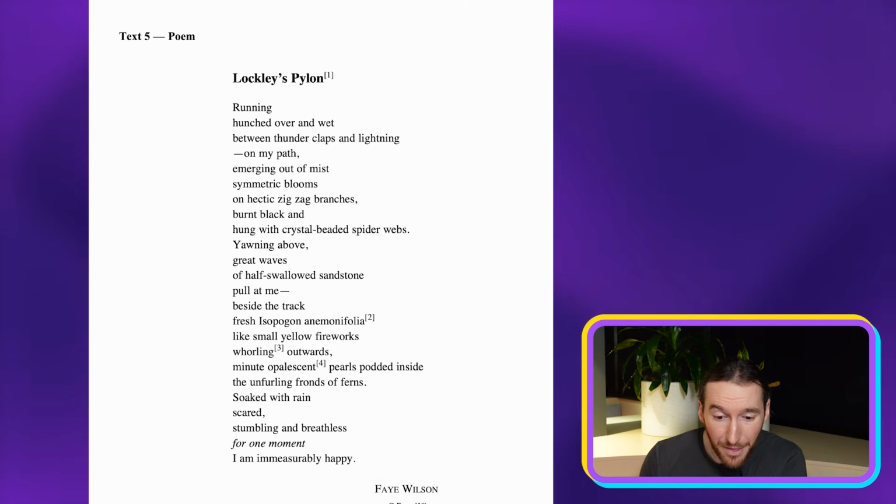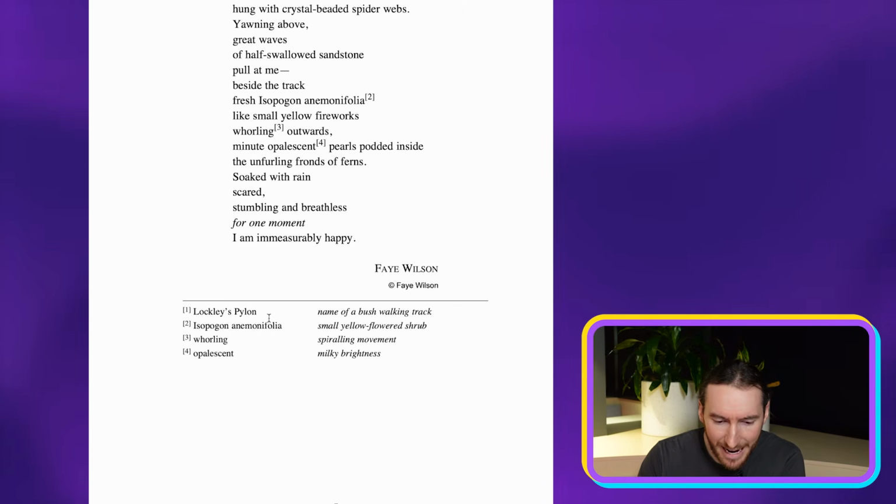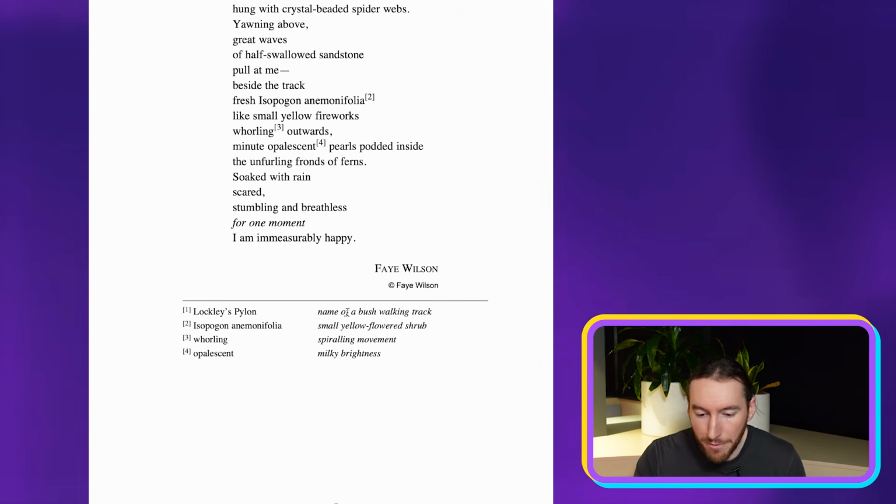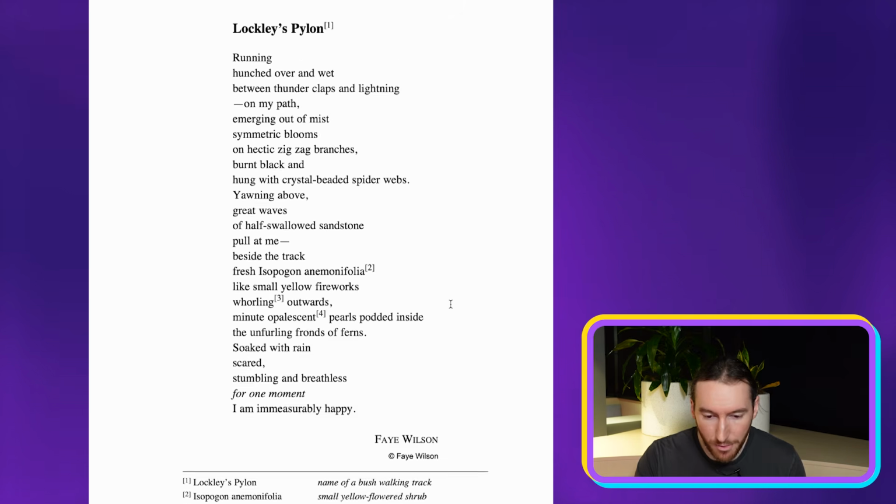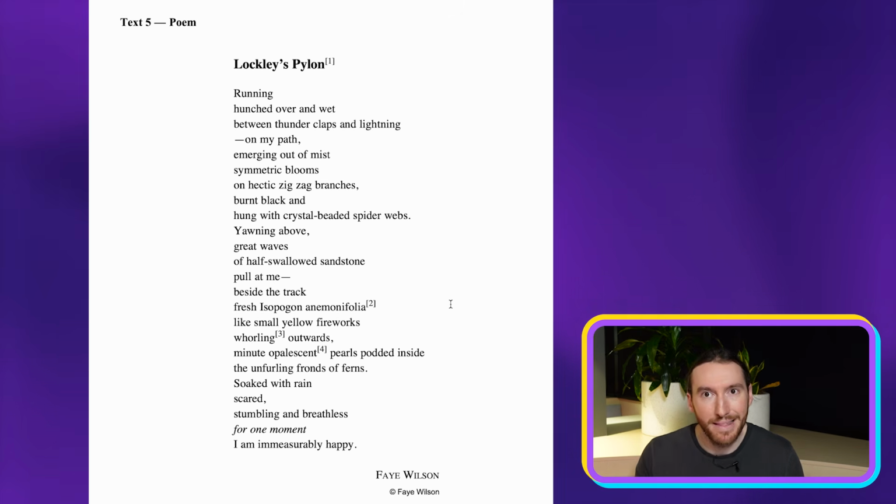So quickly looking at the poem, Lockley's Pylon. Now it does say that name at the bottom, it's very important to look at the footnotes here. Name of a bushwalking track. Okay, so we're in a bushwalking track. Keep that in mind. That's important to understand this poem. And don't worry if you don't understand every line or even what's going on overall. Just look to understand the vibe of it.